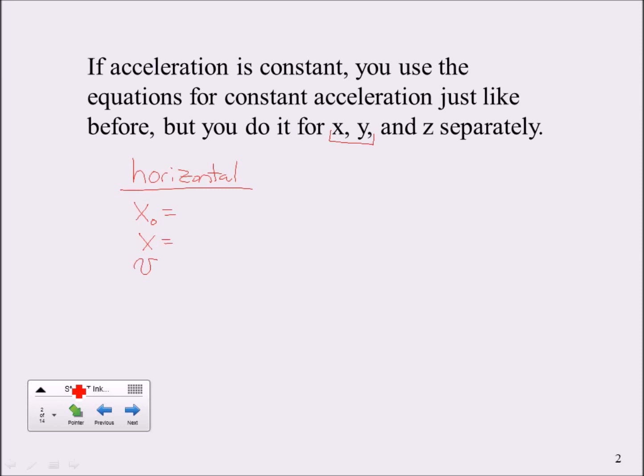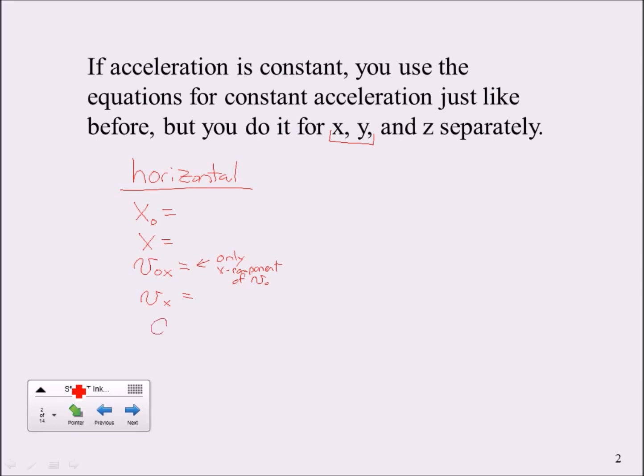The difference is, with this initial velocity, this will only be the x component of the initial velocity. In general, the initial velocity will be at an angle, and you'll break that into components. It's a vector that you'll break into x and y components. And so v0x is the x component of the initial velocity. And then we have the later velocity vx, which is the x component of the later velocity v.